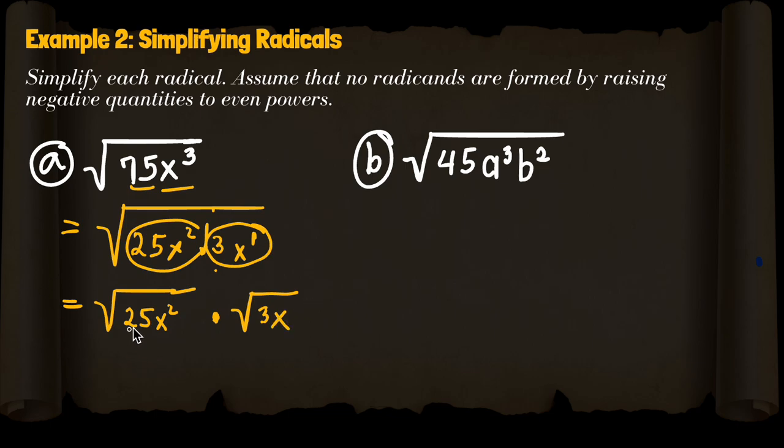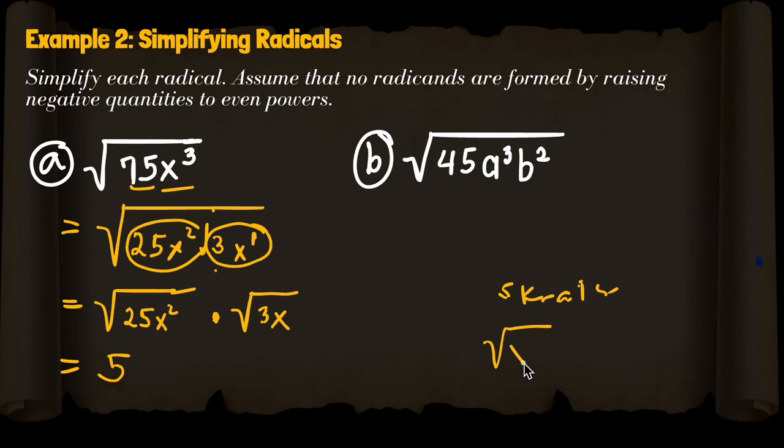Okay? Again, check it lang natin ulit, no? 25 times 3, that is 75. X squared times x, that is x raised to 3. Yan yung dahilan bakit natin na-split yan. Okay? So, when we do this, we can get the square root of 25 first, that is, I believe, 5, right? So, that is 5. Okay? And then, square root of x squared, lagay lang tayo dito ng scratch, no?